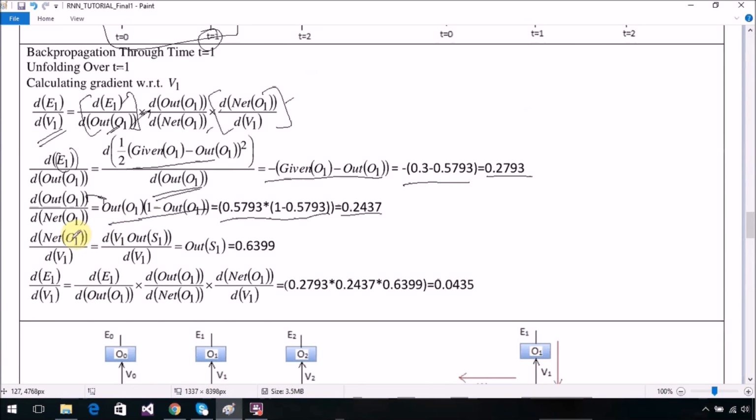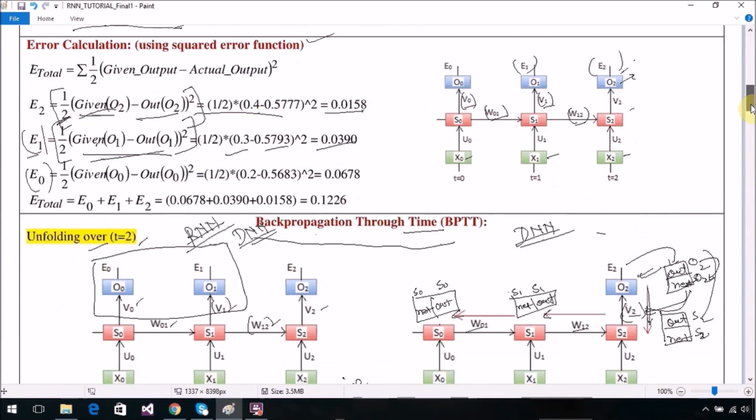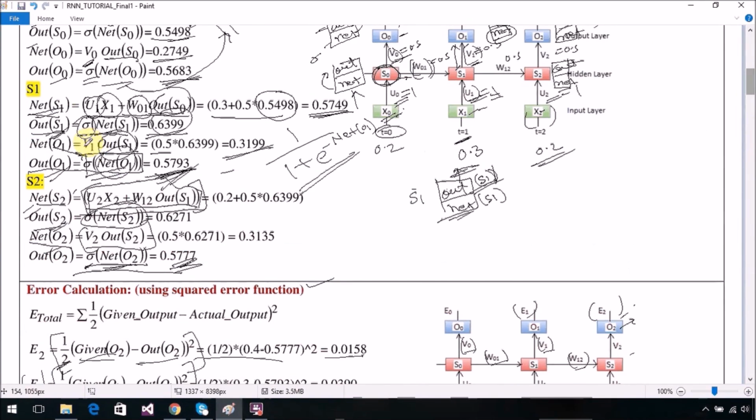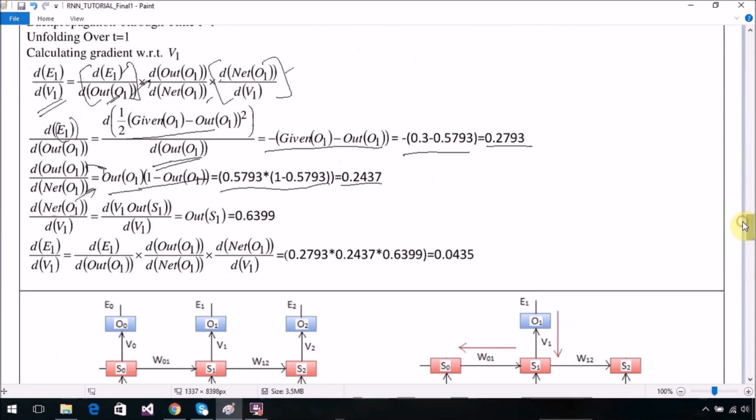So we'll expand net O1. The net O1 value is V1 into out S1. So we'll copy this value, V1 into out S1, and take the derivation with respect to V1, and this is the generated output function. Then we will take the product of all three values here and we can get the partial derivation of E1 with respect to V1, which is equal to 0.0435.